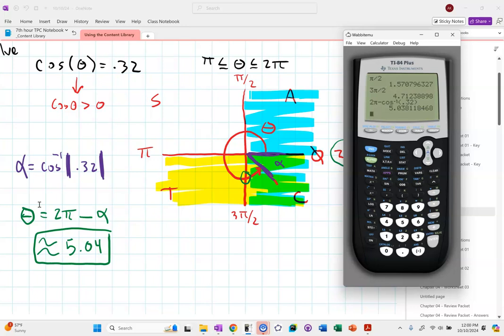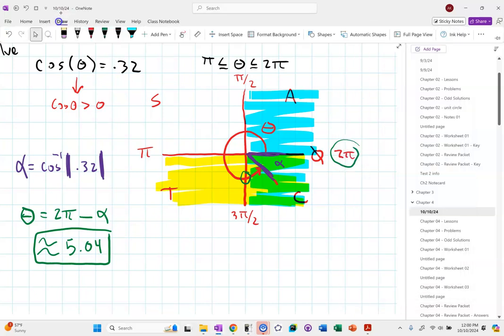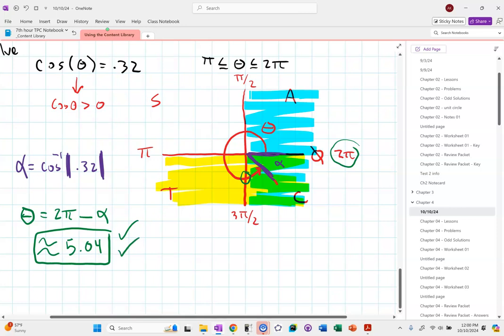All right, let's check this now. The first level of my check is I'm going to make sure that cosine of 5.04 gives me 0.32. So cosine of 5.04 gives me 0.32. Yes. And then I want to make sure that 5.04 is between pi and 2 pi. So 5.04 is bigger than 3.14 and smaller than 6.28. So it satisfies the equation and is in the interval. I'm positive I have the correct answer.